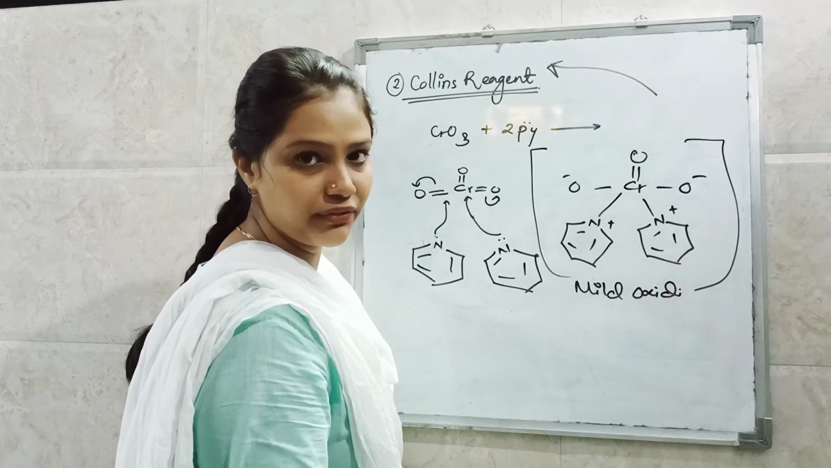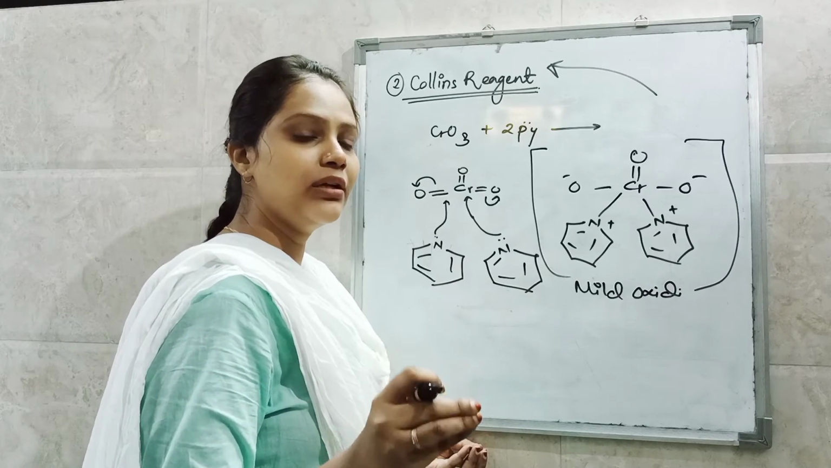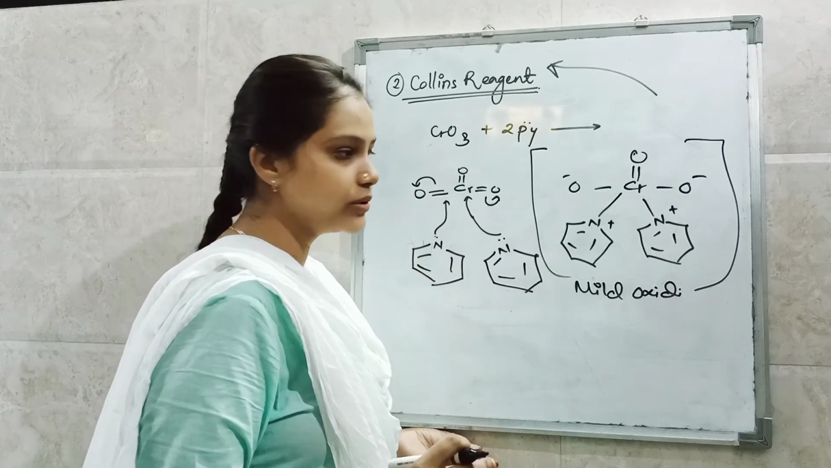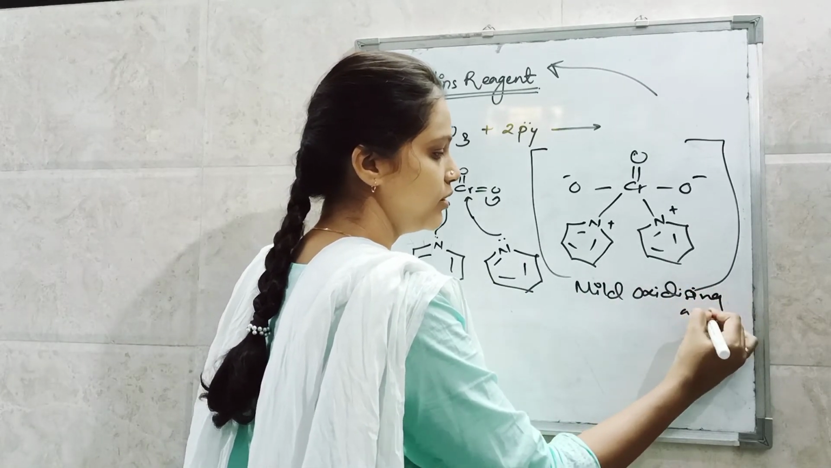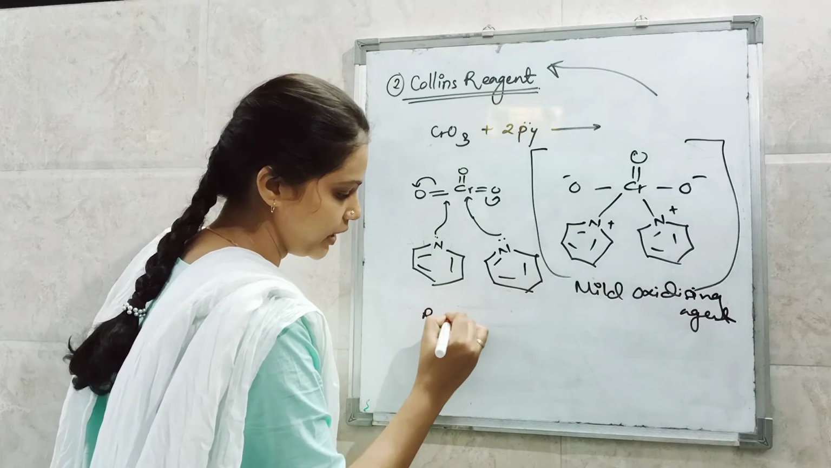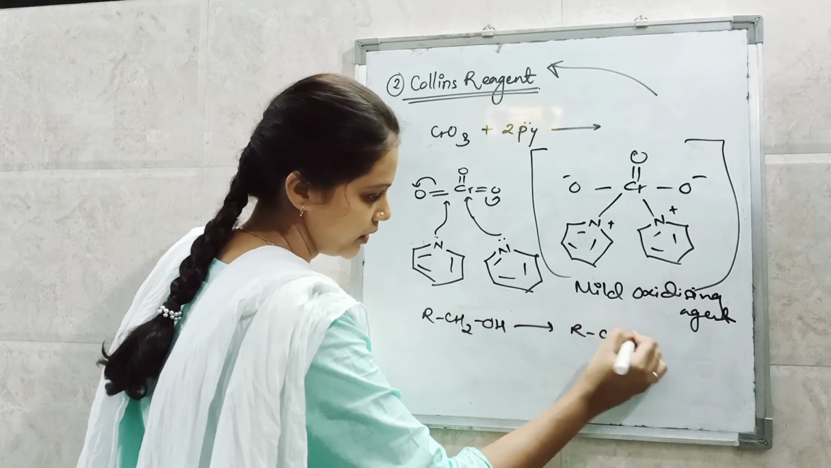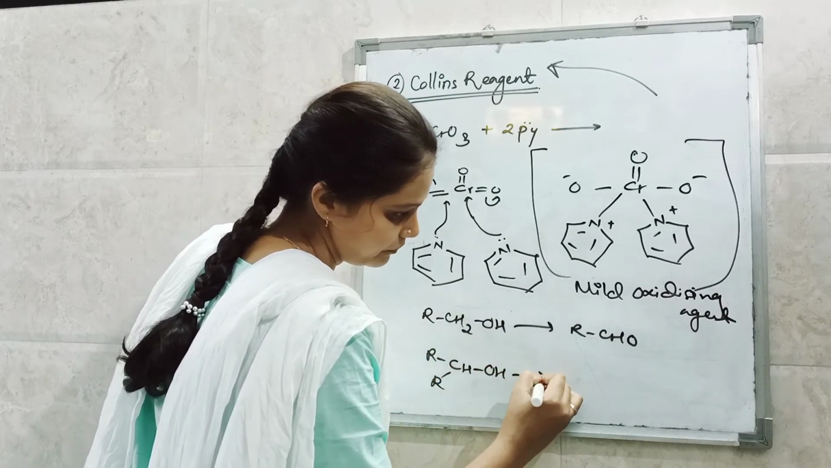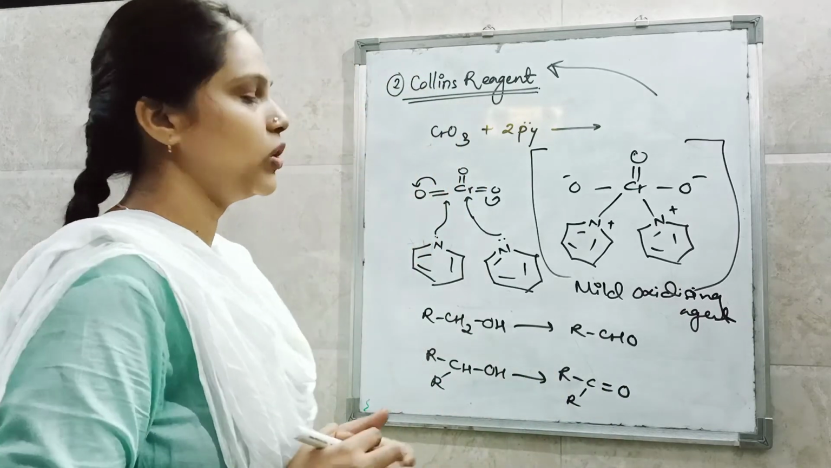So this complex is nothing but Collins reagent, and Collins reagent is a mild oxidizing reagent. As it does not have an acidic function or acid, it is used for oxidation of acid sensitive molecules. Being a mild oxidizing agent, it will oxidize primary alcohol to aldehyde and secondary alcohol to ketone. So this is all about Collins reagent.